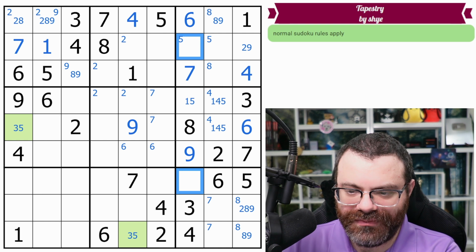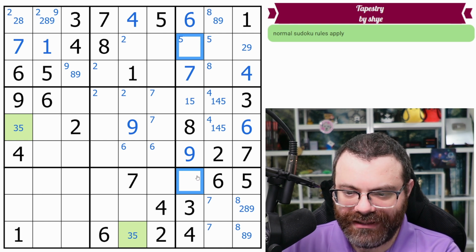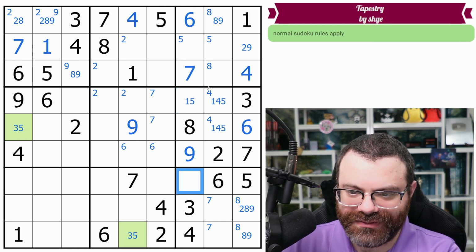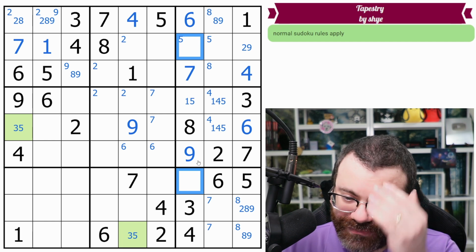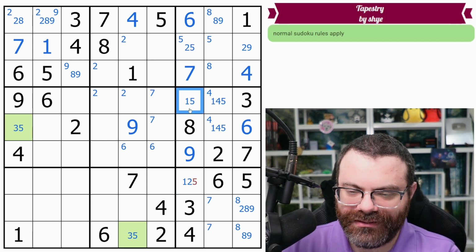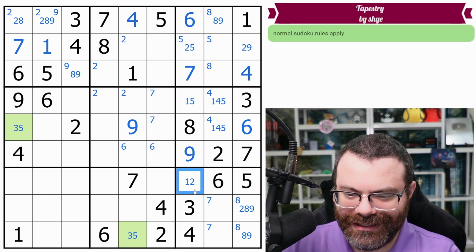Okay, so this column needs 1, 5, and 6. This can't be 5 or 6. That's a 1, that's a 5, that's a... Nope. It's because I scanned this wrong. Darn it. 1, 5... What did I miss? Oh, it's 1, 2, and 5. That's not as exciting. Okay, 1, 2, and 5.